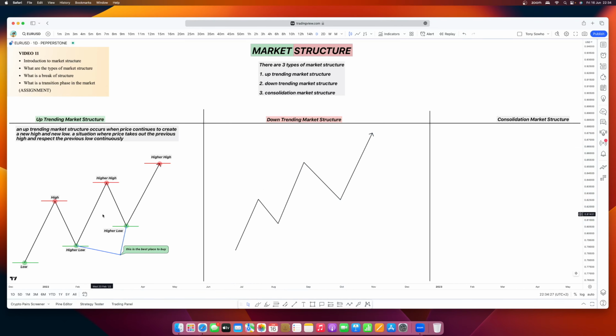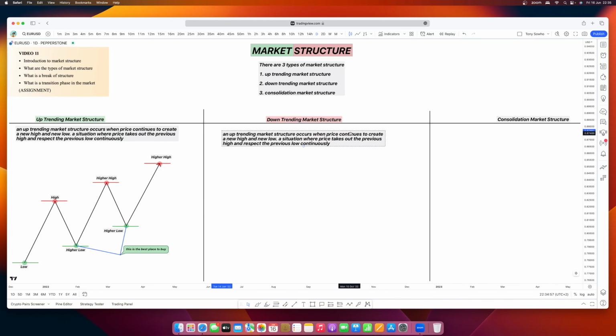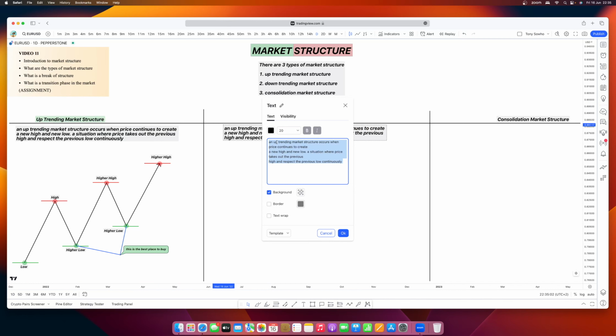Make sure you are writing all of this: higher high, higher low, higher high, higher low. Make sure you are doing that. Why are you rushing? Make sure you do that before you even send it to me. Okay? If you do not do that, I will not accept it. All right, so this is an uptrending market, and as you can see, I've given you a good definition as to what that is. Now, let's just copy this and bring it here and just change a few things. Now, a downtrending market, we're going to come here and say a downtrending market.